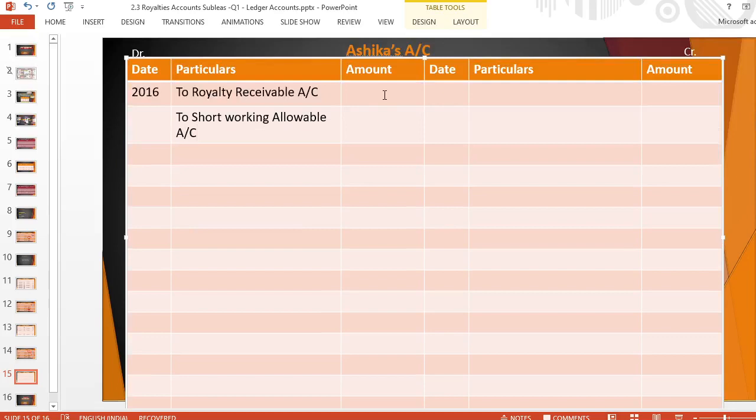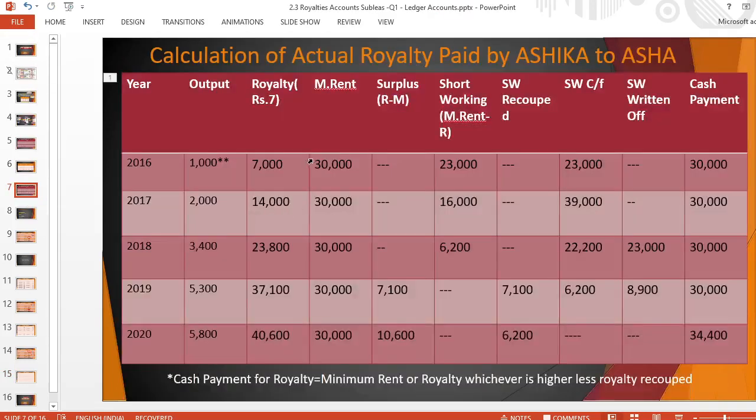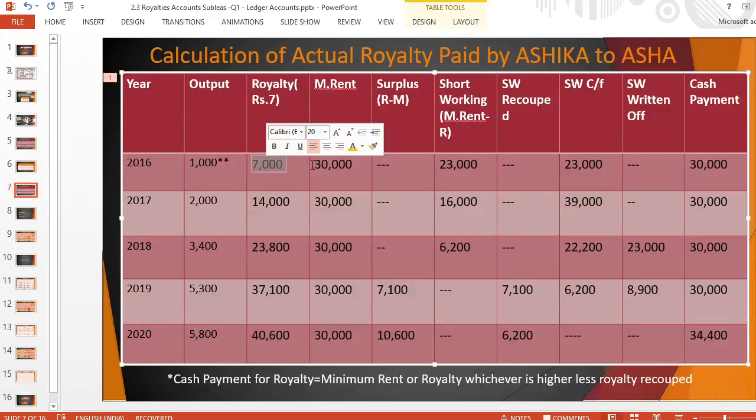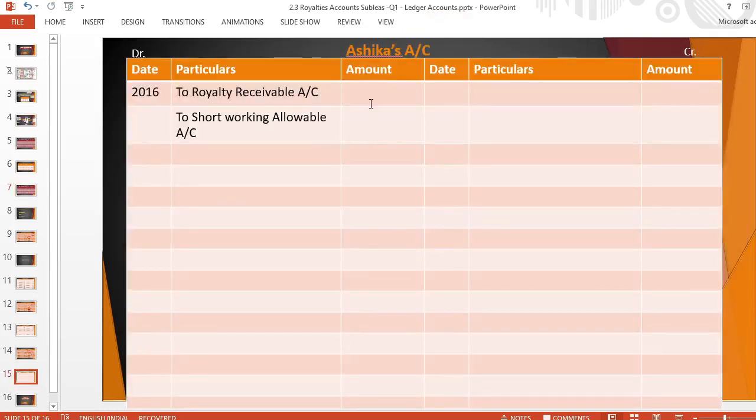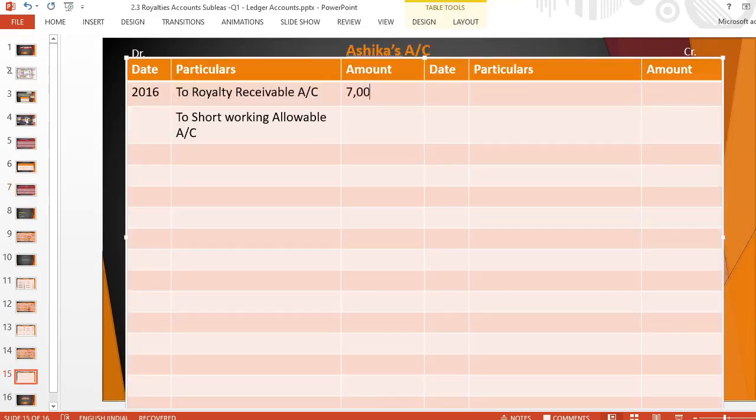So here, royalty receivables as well as short working. Of course, royalty receivables 7,000, short working allowable 23,000. So I'll write 7,000 royalty and short working 23,000. And in the year 2016, out of these things, the sub-lessee's received amount will be recorded here. So she receives the amount.